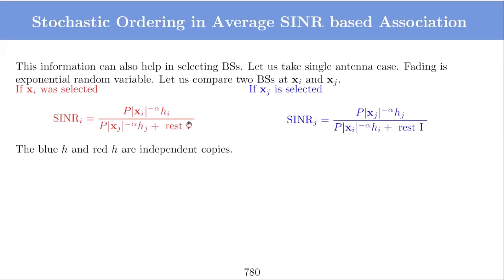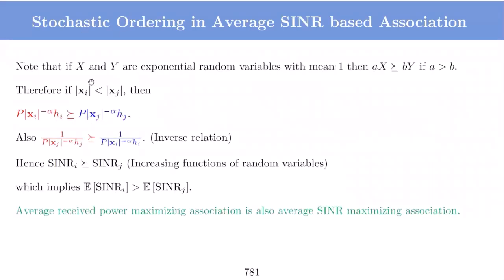So how do we select between the two? Now we know that if X and Y are random variables with mean 1, then aX stochastically dominates bY if a is more than b. This is a very simple exercise you can do. If X and Y are both exponential random variables, and you multiply X by a higher number, you would get a random variable which stochastically dominates the rest.